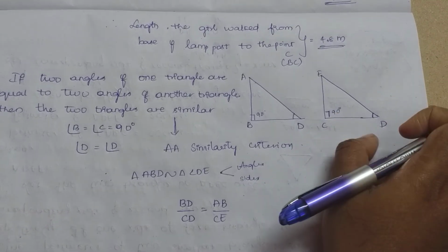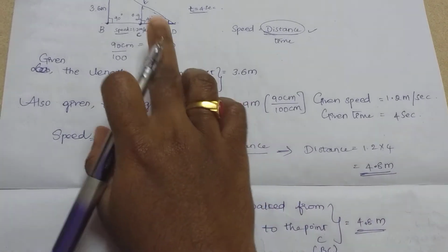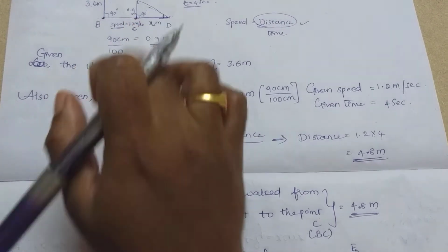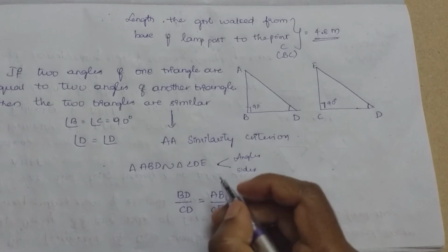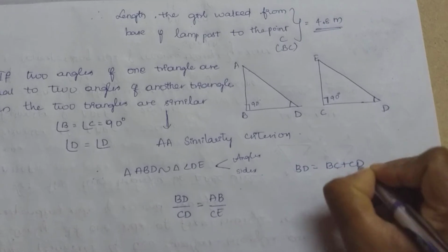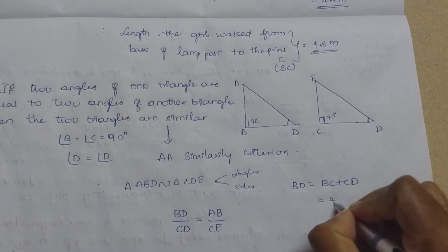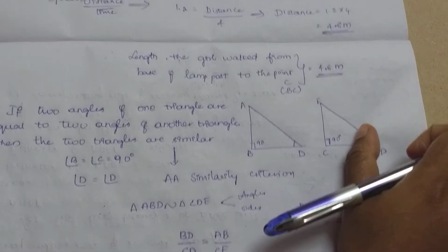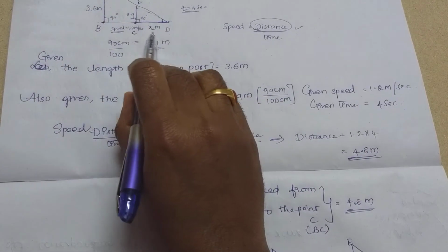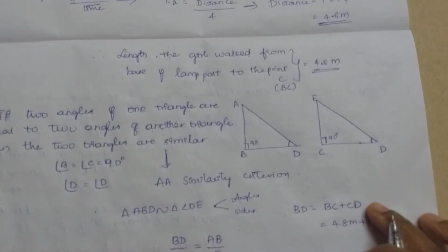What is BD? Let's see in the information or in the figure. BD is nothing but BC plus CD. Let's write the same thing here: BD equals BC plus CD. What is BC? BC is 4.8 meters. Plus what is CD? Let's see in the figure. CD we have assumed as x meters, right? So you just write it here as 4.8 meters plus x.